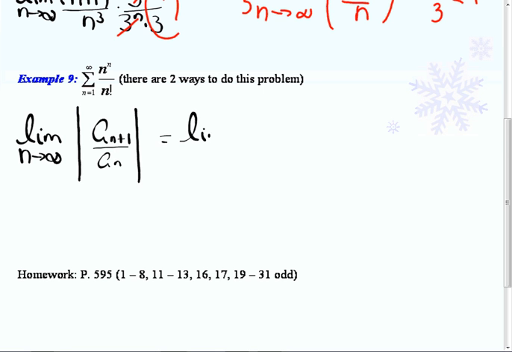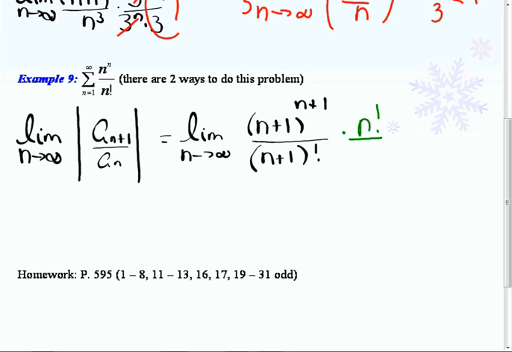So it's the limit as n goes to infinity of n plus 1 to the n plus 1 over n plus 1 factorial. That's the a sub n plus 1. And then what are we going to do? Multiply by the reciprocal of that, n factorial over n to the n. This is kind of like a puzzle because this is the algebra. You just have to reduce.